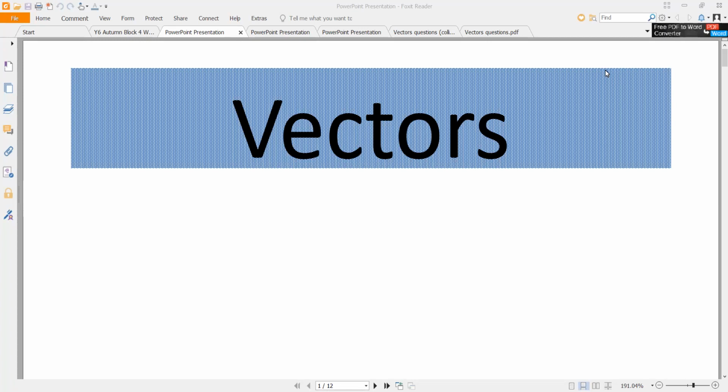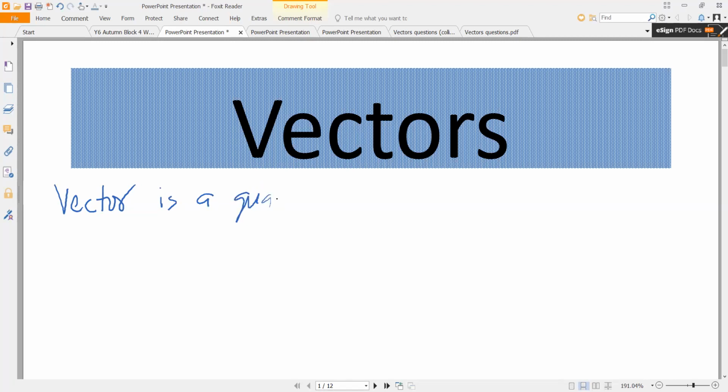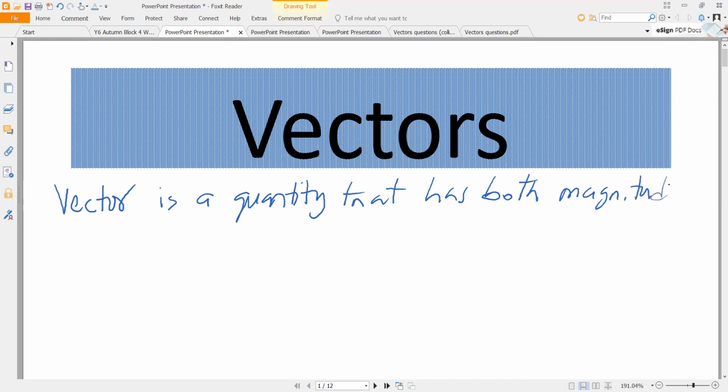Of course, many of us in our sciences would have learned that vectors in physics simply can be defined as a quantity that has both magnitude and direction. So, by definition, a vector is a quantity that has both magnitude and direction.